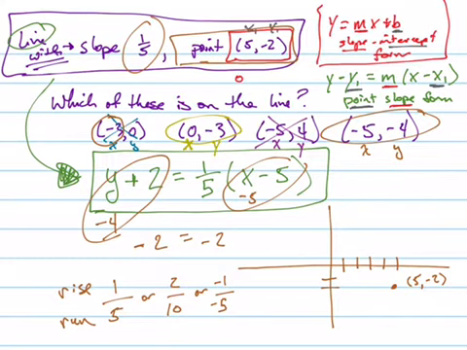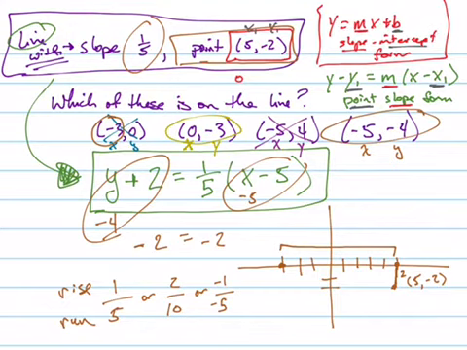Let's see, what's one example? Let's check the point -3, 0. -3, 0 is going to be right here. Is this a rise and a run of 1/5? Am I rising 1 and running 5? No. How much did I rise to get to 0? See where I'm at? How much did I rise? I rose 2.